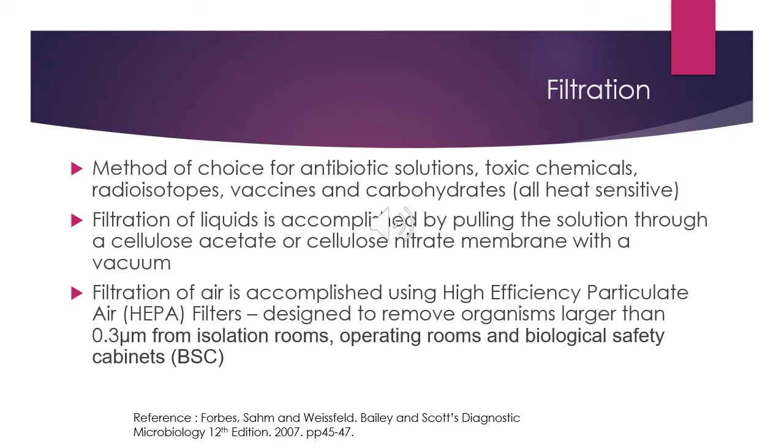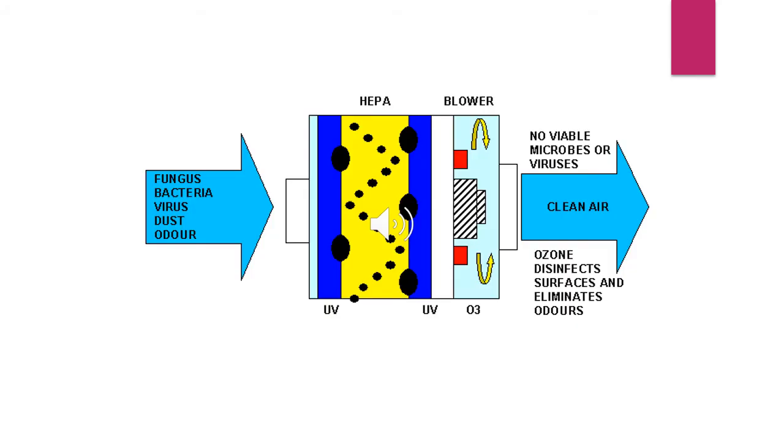Now we use the ULPA filters, or ultra low penetration particulate air filters, in your biological safety cabinet. They are designed to remove organisms larger than 0.3 micrometers from isolation rooms, operating rooms, and biological safety cabinets. So by filtration, you do not allow passage of particles larger than 0.3 micrometers through the filter.